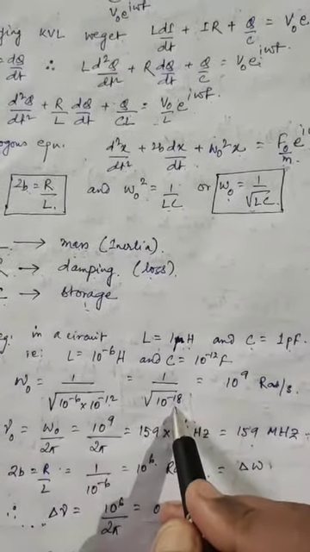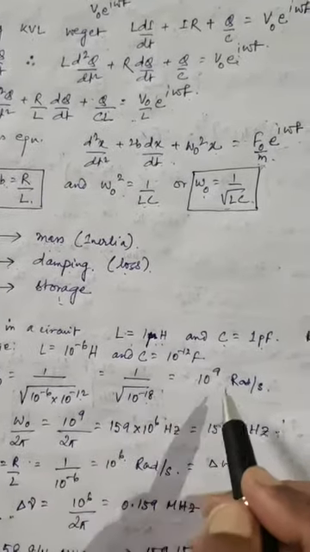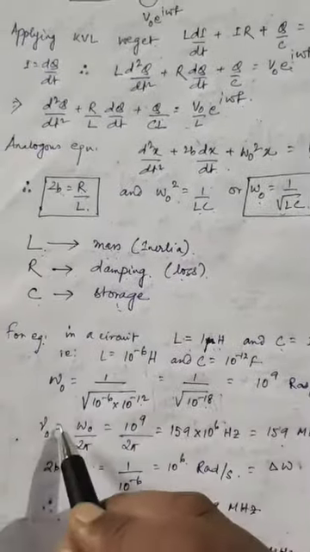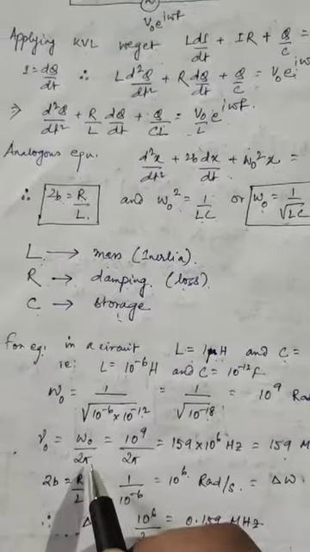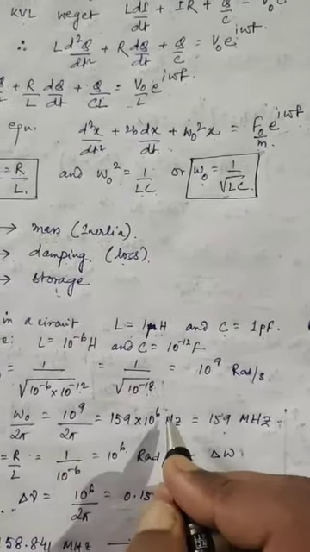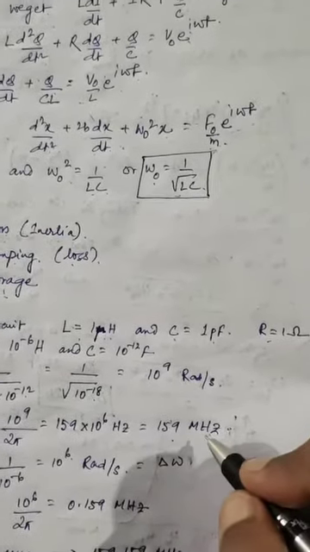So this becomes root of 10 to the power of minus 18, which is 10 to the power of minus 9, and when it goes up, it is 10 to the power of 9 radians per second, omega naught. So what is nu naught? That is the frequency. This is the angular frequency. It is omega naught by 2 pi, which is 10 to the power of 9 by 2 pi, and it is 159 into 10 to the power of 6 hertz. You can calculate it yourself, which is 159 megahertz.